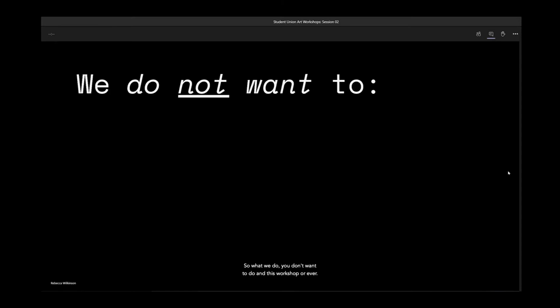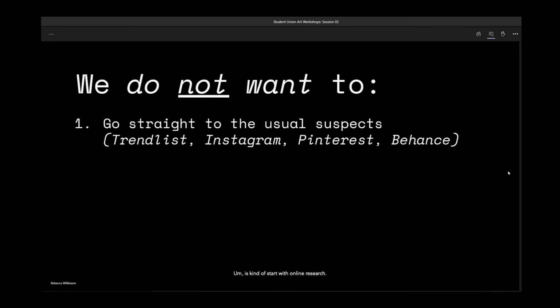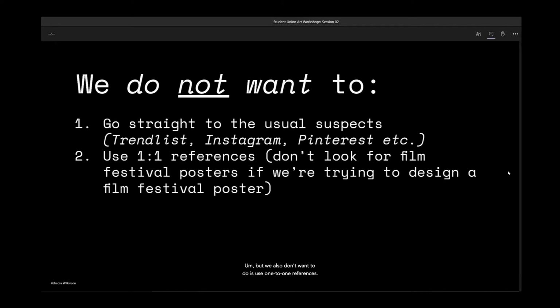So what we don't want to do in this workshop or ever is start with online research. So we don't want to begin with a design brief and then just open an internet window and look on Behance or Trend List. That's what we absolutely don't want to do. What we also don't want to do is use one-to-one references. So for example, if I have a brief to design a poster for a film festival, the last thing I'm going to look at when I start my research phase is film festival posters. We want to look at references outside of what we're trying to do.